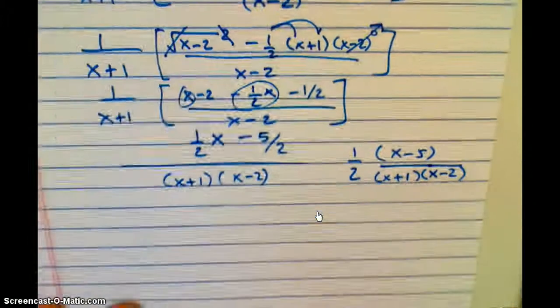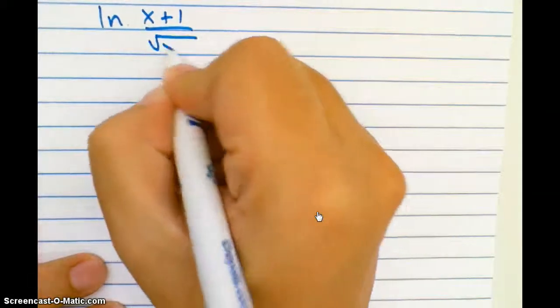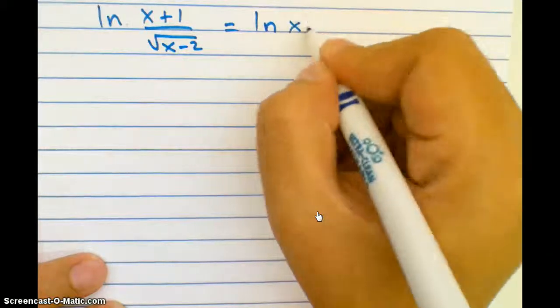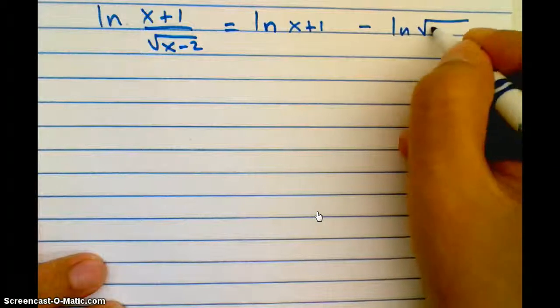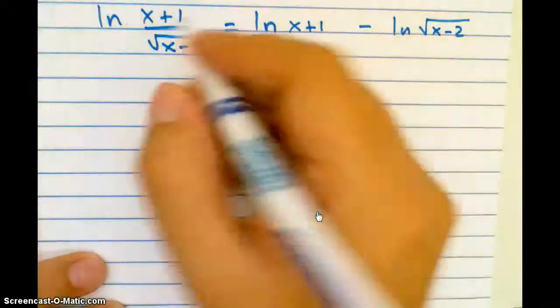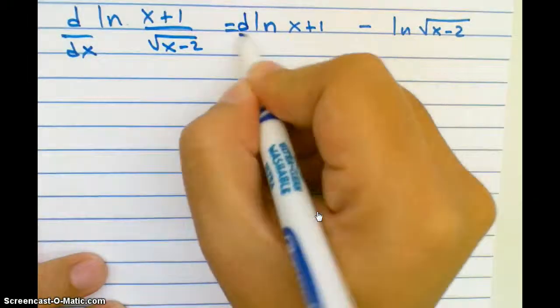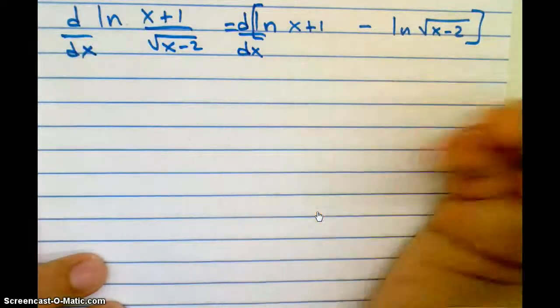Now the other way to do the same problem, I'm just going to split my natural log. So I have the natural log of x plus 1 over square root of x minus 2. And this is the same as the difference, natural log of the top minus natural log of the bottom. And then when I take the derivative of an expression like this, it's just the difference of the derivatives.